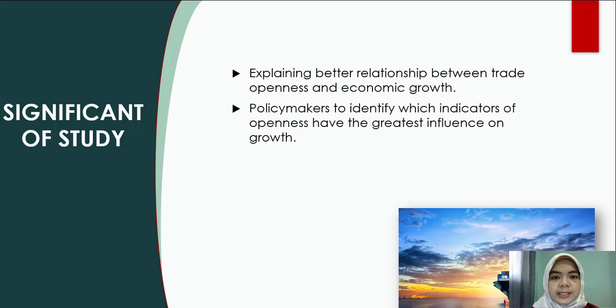Okay, now we move to the significance of the study. In this paper, we will explain the relationship between trade openness and economic growth better. It can also benefit developed and developing countries in identifying which indicator of trade openness has the greatest influence on economic growth.